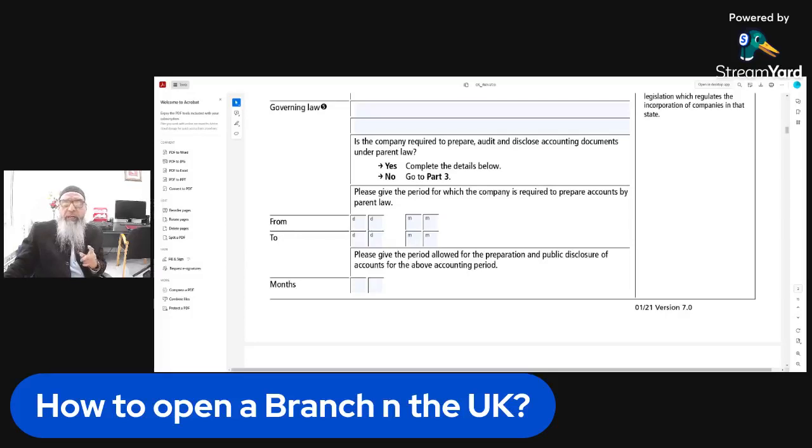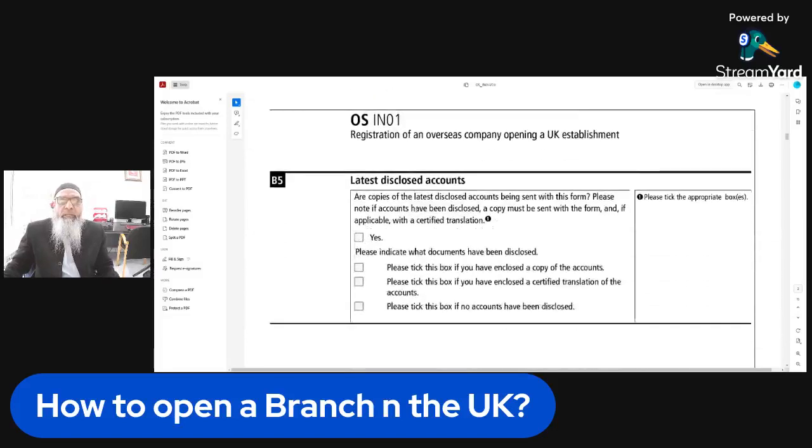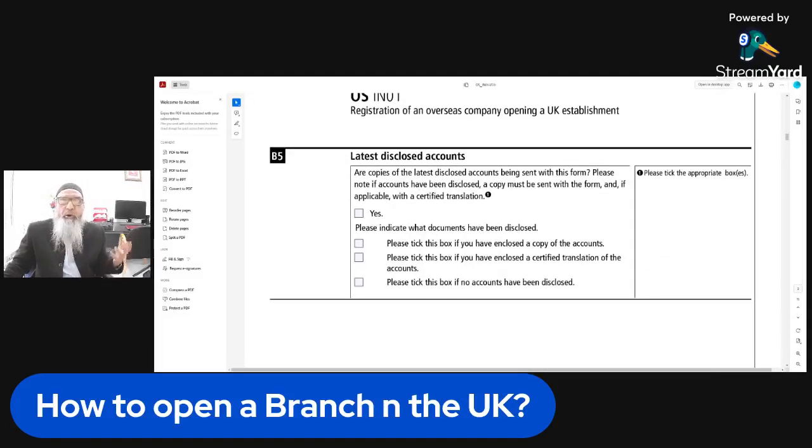Please give the period allowed for the preparation and public disclosure of accounts for the above accounting period. Sometimes countries have different time frames from the year end to the release of the accounts. Sometimes it is the audited accounts. So you need to state within how many months the accounts are supposed to be released. Latest disclosed accounts and copies. This is question number B5.